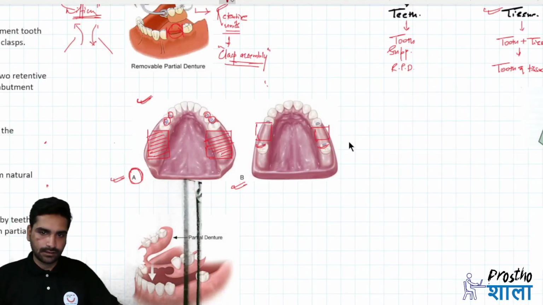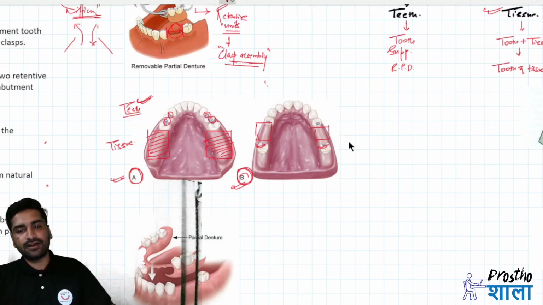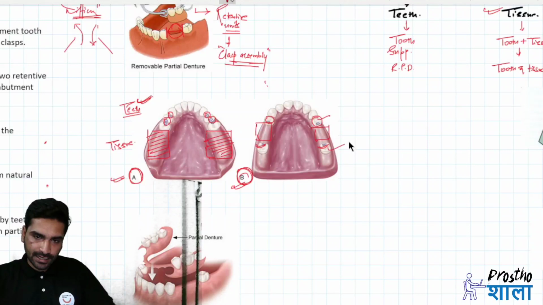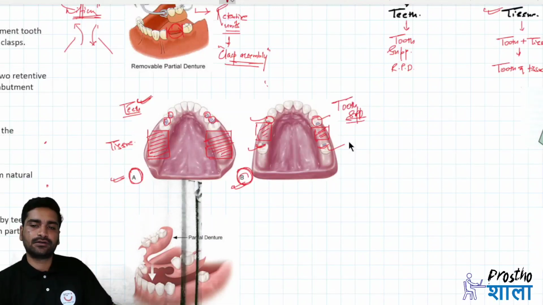So now this becomes tissue plus teeth, whereas these kind of RPDs like image B, what you are seeing here, you have last teeth where you can put your occlusal rest and clasp, and ahead also you have teeth where you can put your clasp and rest. So the majority of the support, or almost all of the support, will be from the teeth and very minimal from the tissue. So that is why it is called a tooth supported RPD.